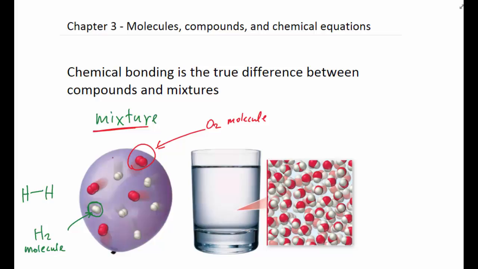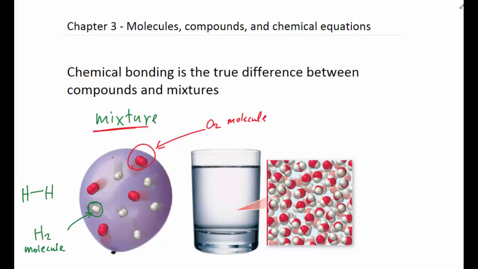We could very easily add more hydrogen to that, or we could add more oxygen to that. Okay? It has a variable composition because we could very easily add any of the ingredients to it without really changing the overall makeup, just the amounts.